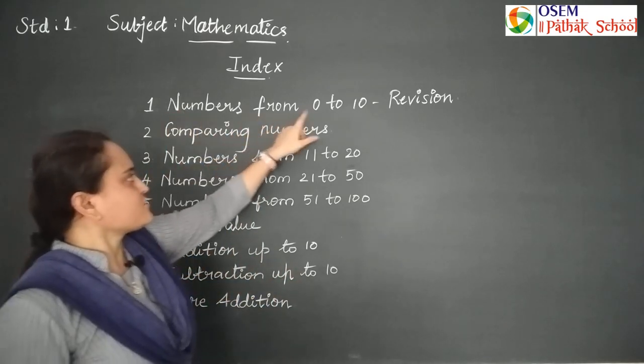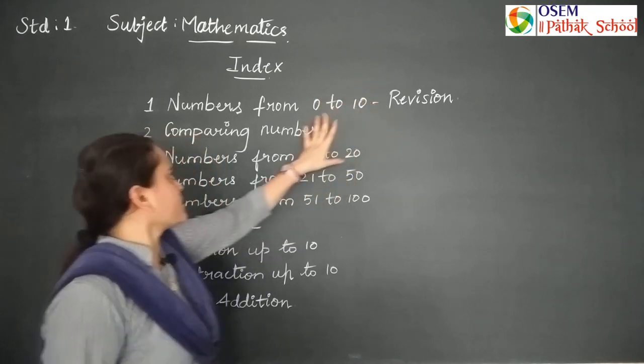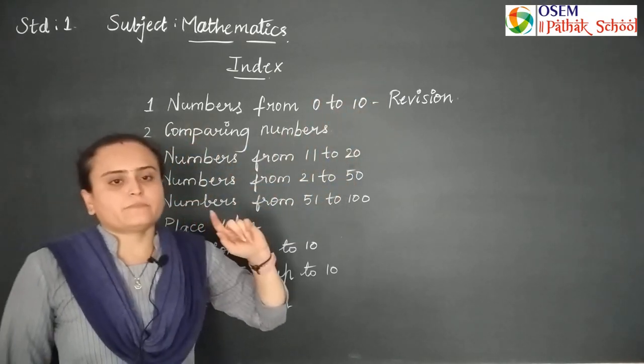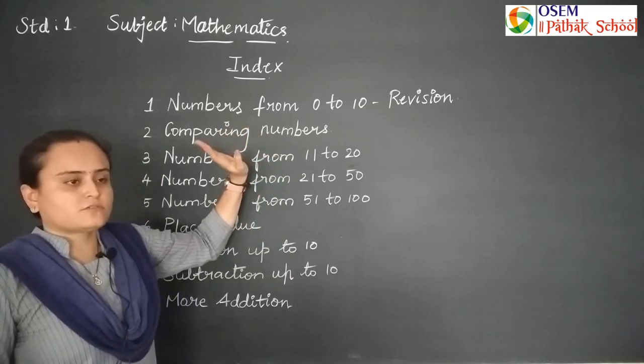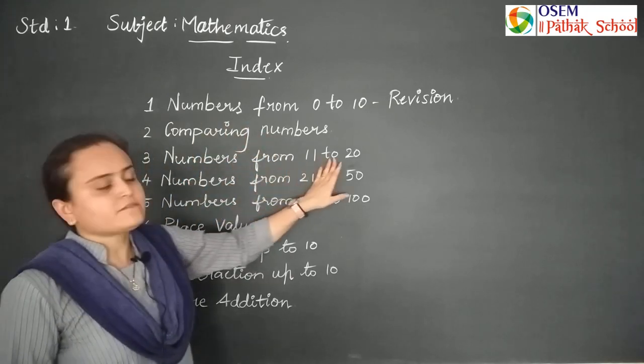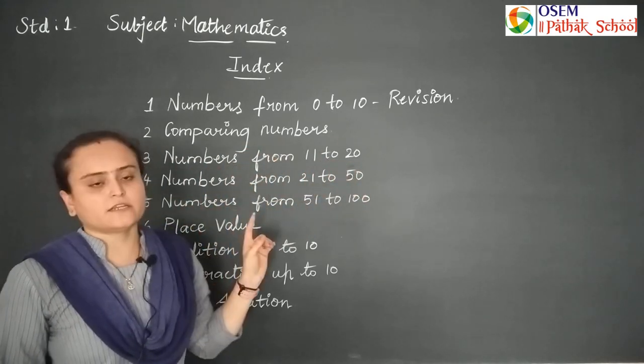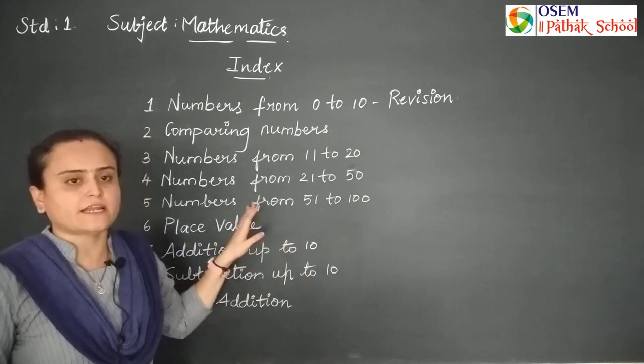First is for 0 to 10. Then you have to revise the 0 to 10 numbers. Then second, you have to compare all the numbers. I will teach you all the chapters thoroughly. Then numbers from 11 to 20. In this chapter, you should learn 11 to 20 numbers, names and everything.